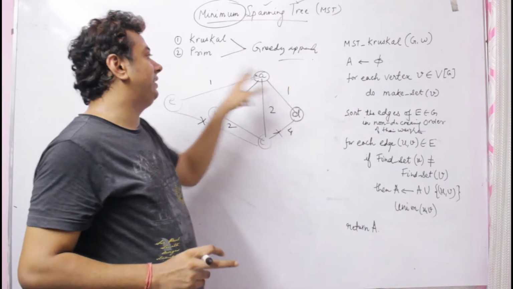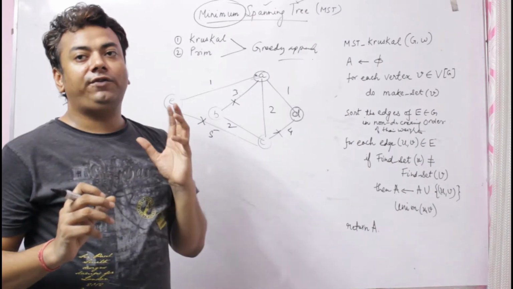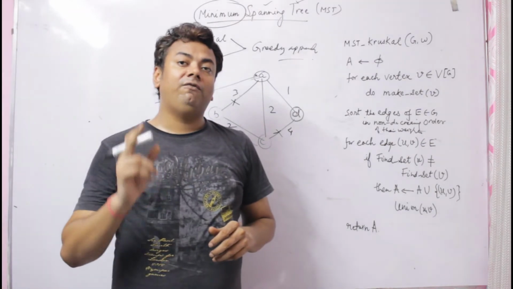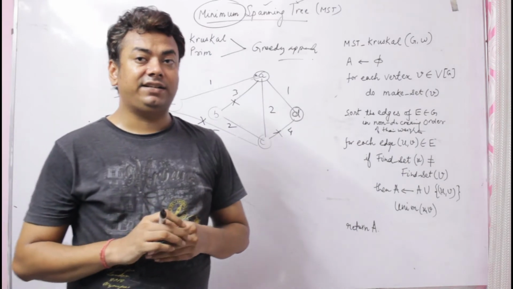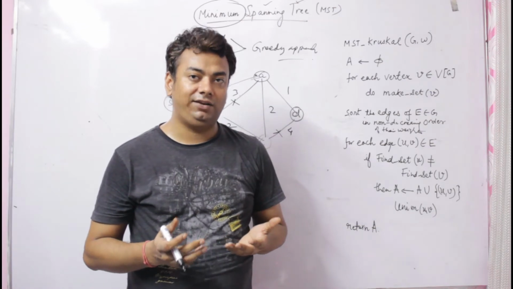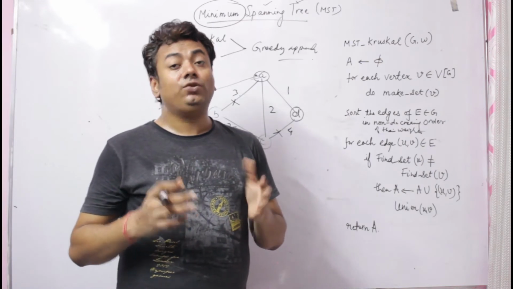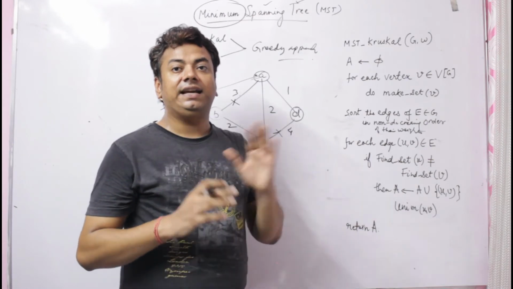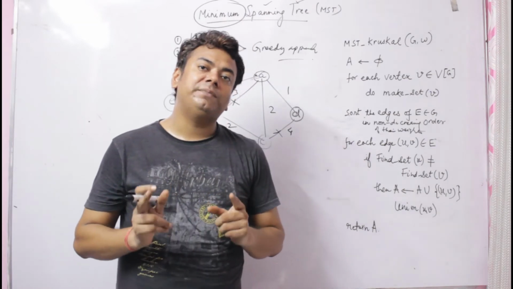For each vertex in this graph, we do make set. If you haven't watched my video on the disjoint set data structure, go back and watch that first, because you will need some understanding of it. There is another video on the efficient union-find algorithm, which explains how we achieve union-find using the disjoint set data structure in an efficient manner. How? By path compression and union by rank.